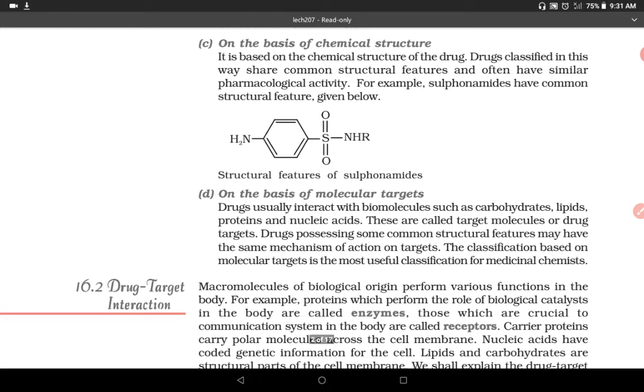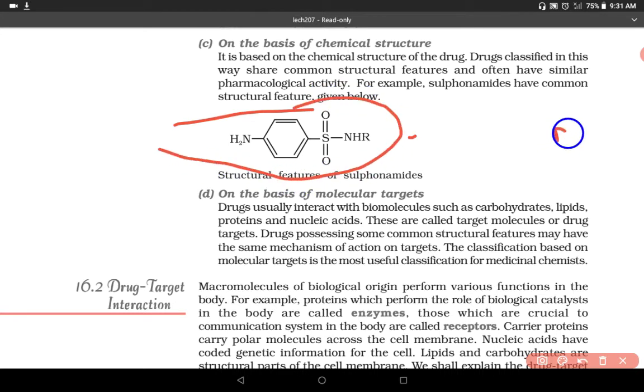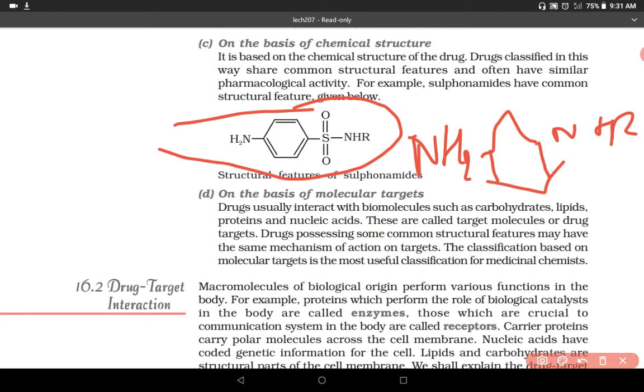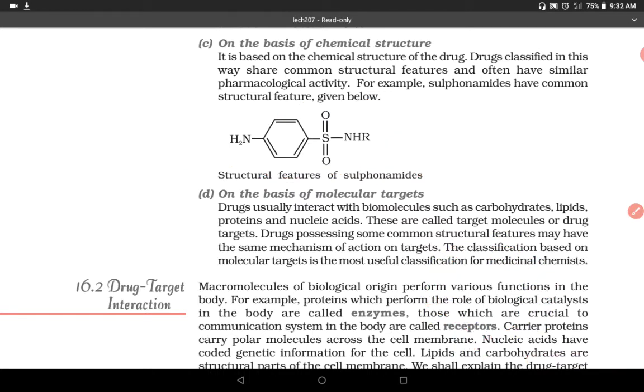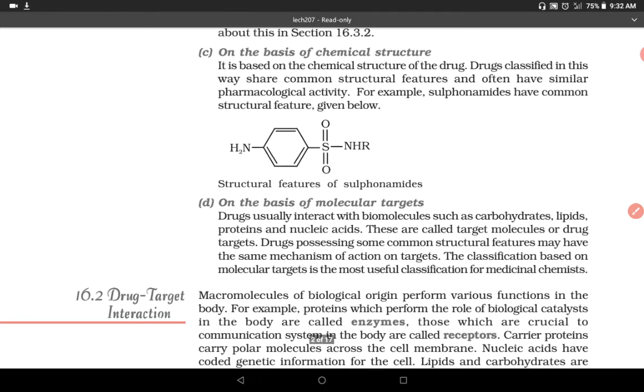If you need, you have to remember this chemical formula: NH2 attached to benzene. Sorry, actually it's not benzene as I wrote it at first. If I write it like this, I will get the benzene. In this, what you have to remember is the chemical structure.